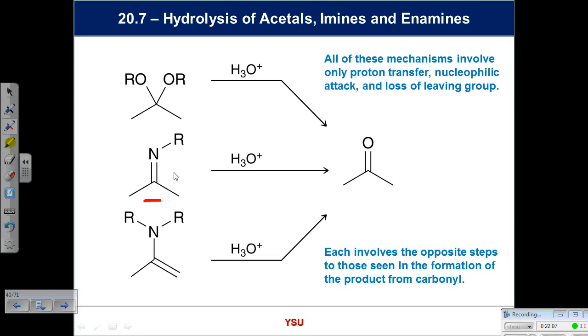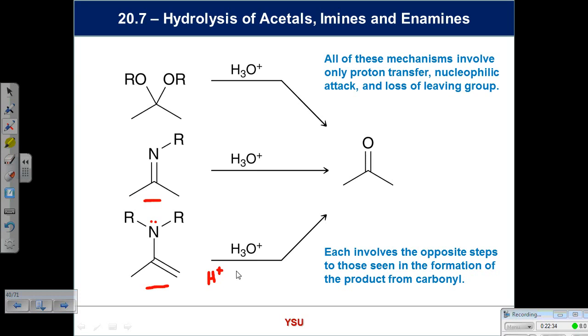Protonate. Form a resonance stabilized cation. Go after it with water, form a carbinolamine type intermediate, and then lose a molecule of amine, and eventually you get the carbonyl back. And then down here, a little bit different, but I would imagine anybody who's getting anything out of this should be able to start this off quite quickly. I have two places to put a proton. I can put it on the N, or where else? Where else is a good place for a proton to go on that molecule?